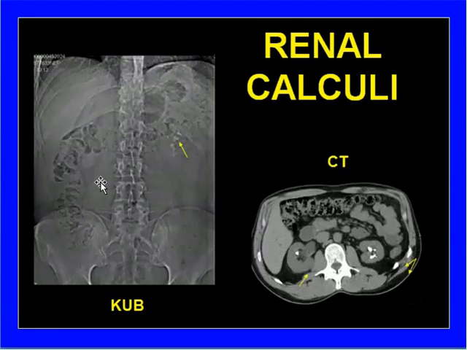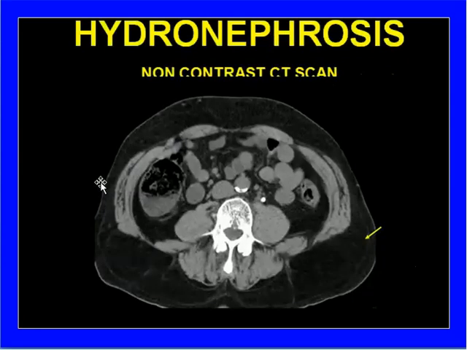Renal calculi we have seen in the previous study as well. This is a CT of the abdomen on the right of your screen and the plain X-ray abdomen on the left. You can see the stone in both images. Another axial scan at the level of proximal ureter. You can see the stone in the proximal ureter resulting in hydronephrosis.